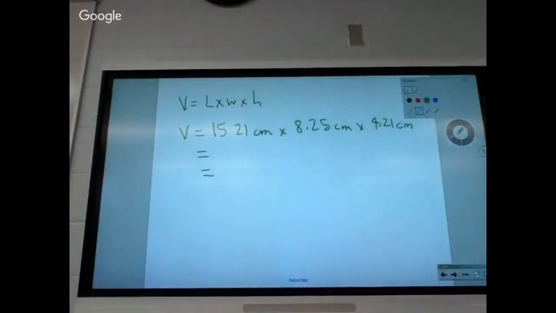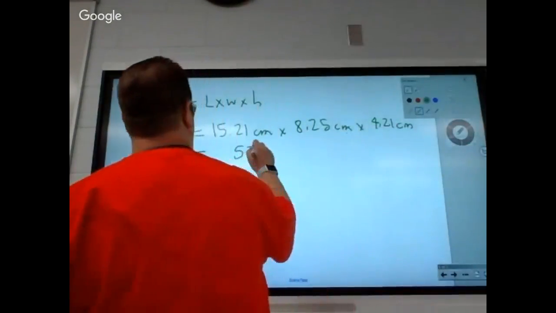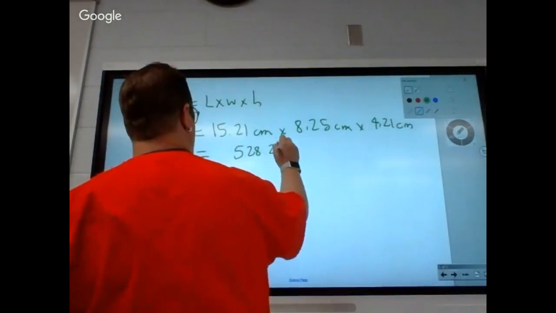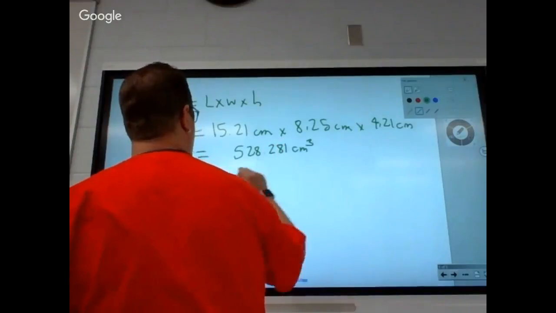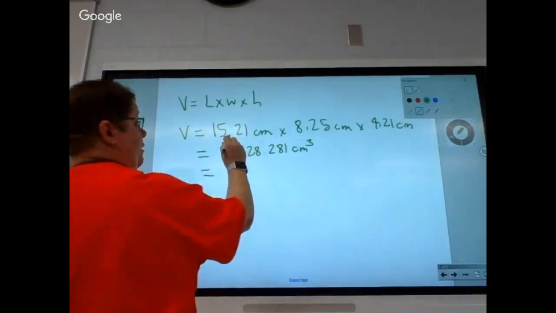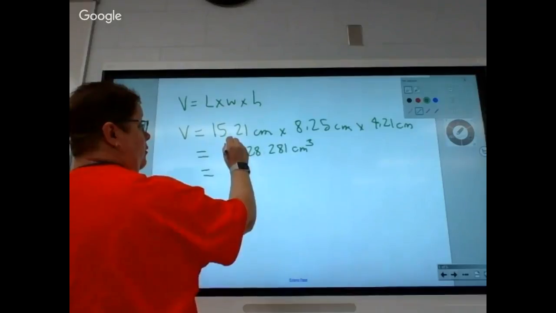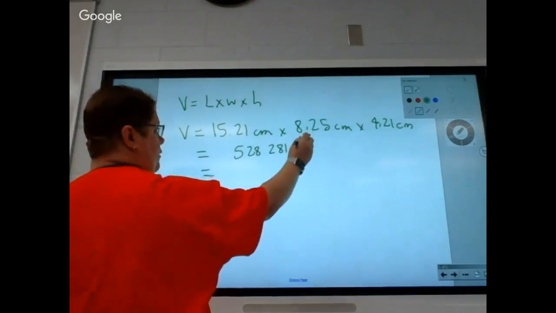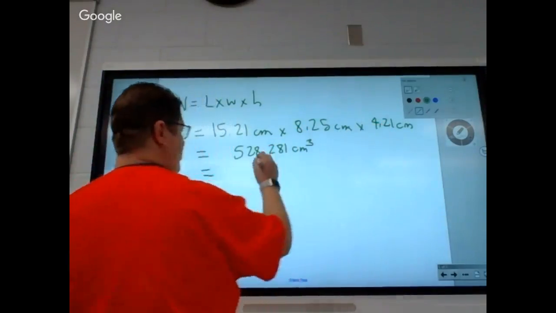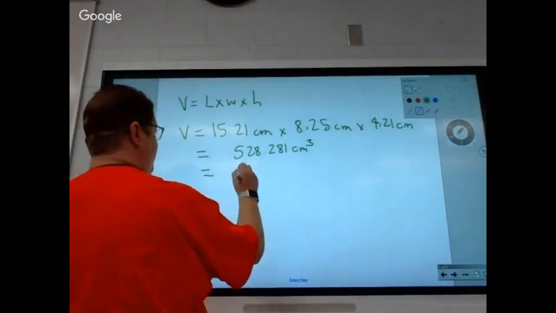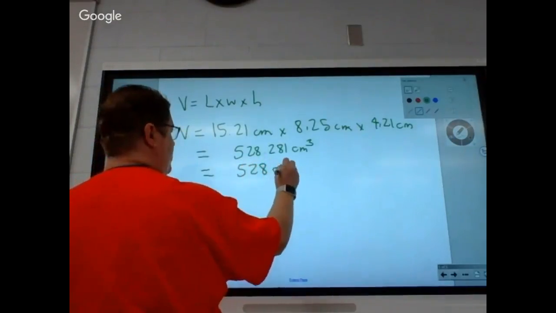Okay? So, 15.21 times 8.25 times 4.21 is 528.281. And then, how many significant digits are there? 4 here, 3 here, and 3 there. So how many should be here? 3. So 528 centimeters cubed.